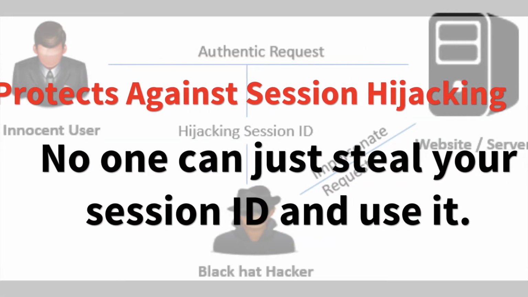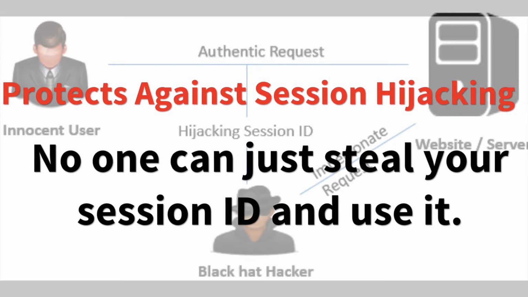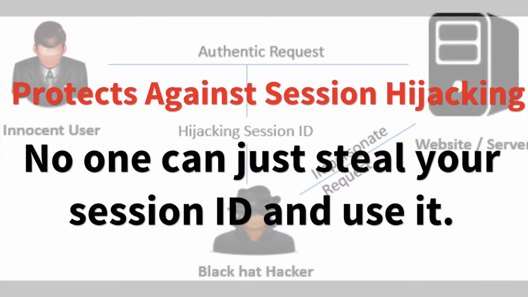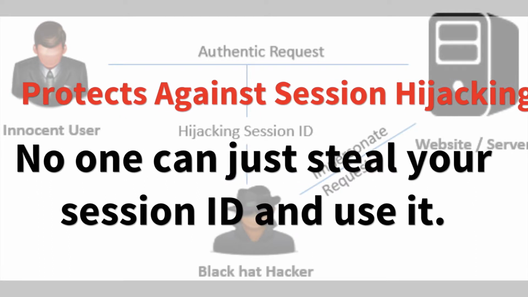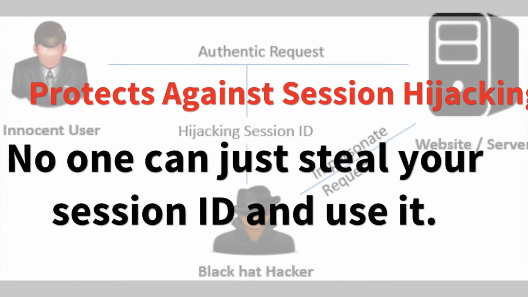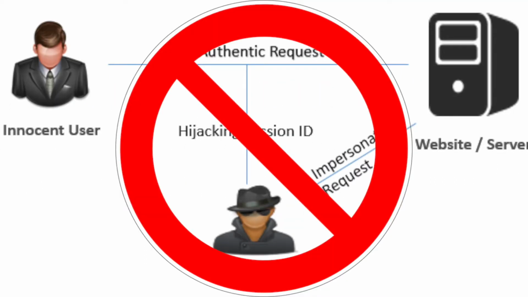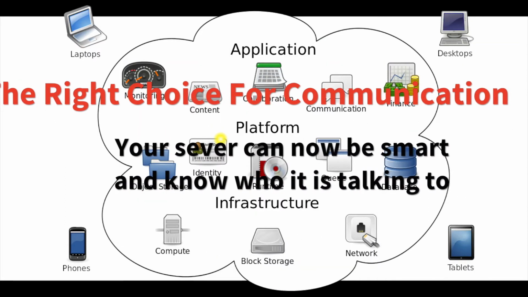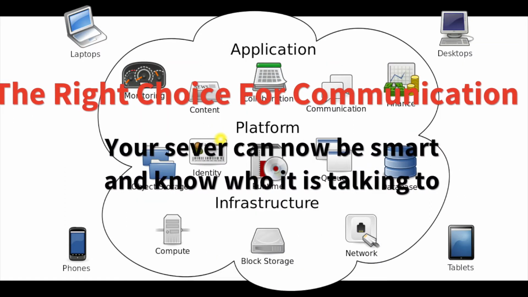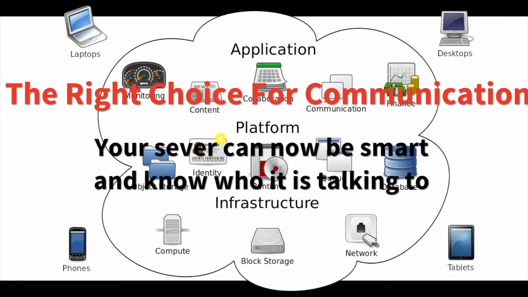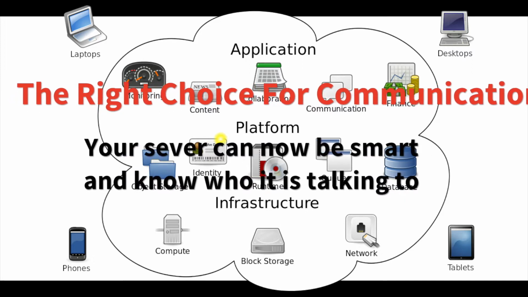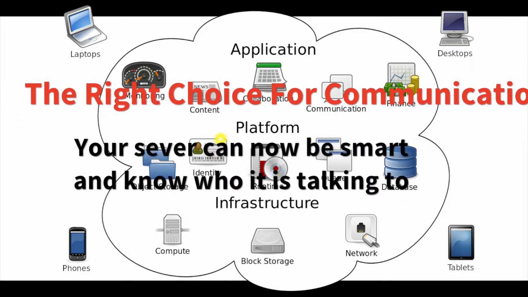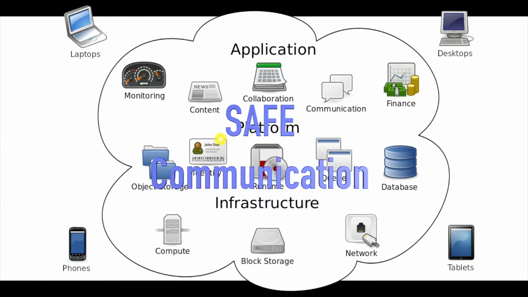DTRelay also protects against session hijacking. Instead of using a session ID, we have a DT token that is a smart ID that is also randomly generated. And DTRelay can tell that we have not seen this ID before. No one can just steal your session ID and use it. During communication, you want to know that you are talking to the person that you think you're talking to. DTRelay knows exactly who you're talking to. Both ends of the communication can be verified, therefore you know exactly who you're talking to.